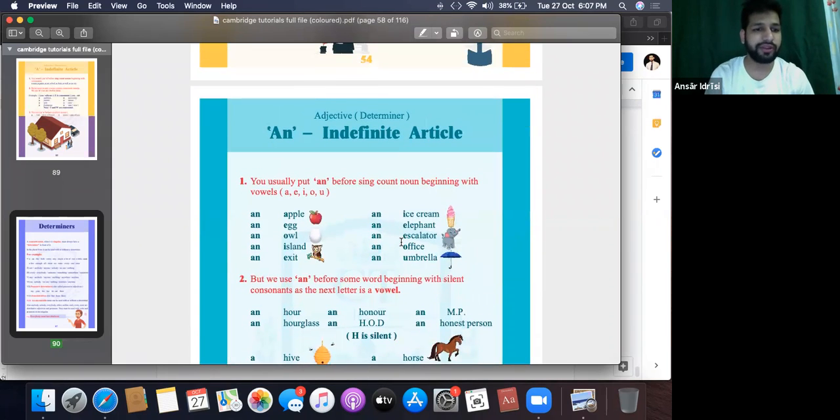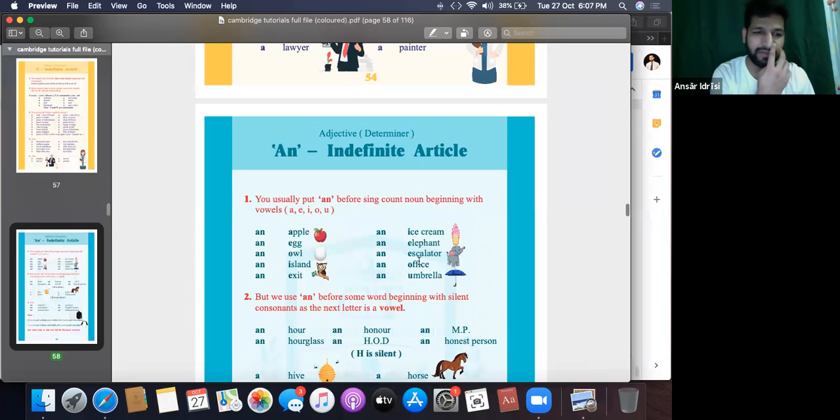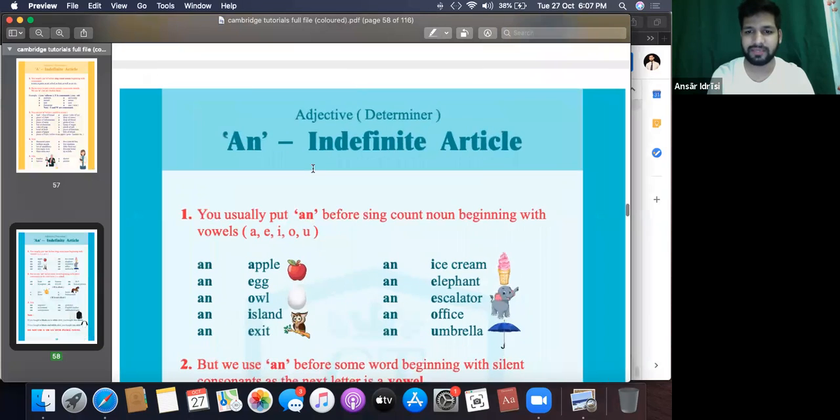Now today we are going to start two rules together: the indefinite article and the definite article. We are going to see when to use "the," how to use "the," when to use "an," and how and where to use "an." Each and everything we are going to see today. So without wasting time, let's start, because I don't believe other students will be coming, and if they do, then we'll see.